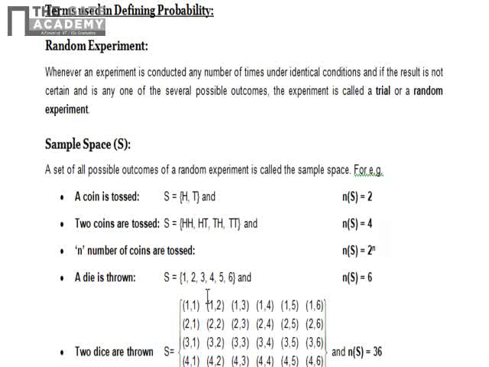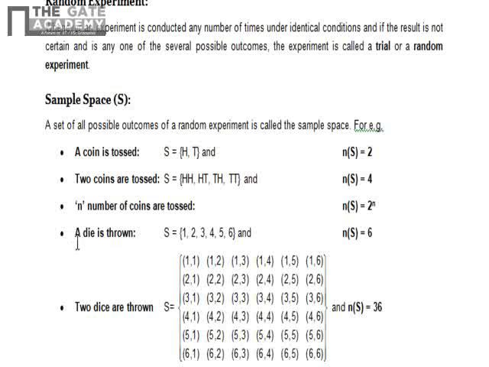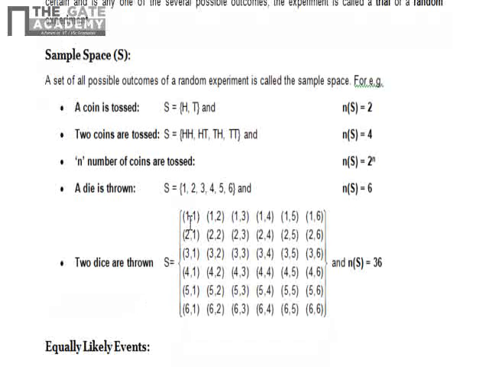Suppose a fair die is thrown, so you can get the outcome as 1, 2, 3, 4, 5 or 6. So the number of sample space is 6. Suppose 2 dice are thrown, so you can get 1,1; 1,2; 1,3. You all are familiar with this, I know that. So the number of sample space will be 36.